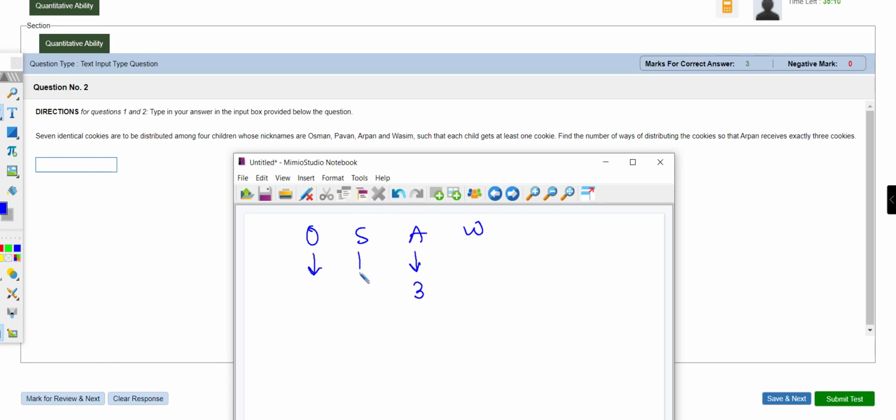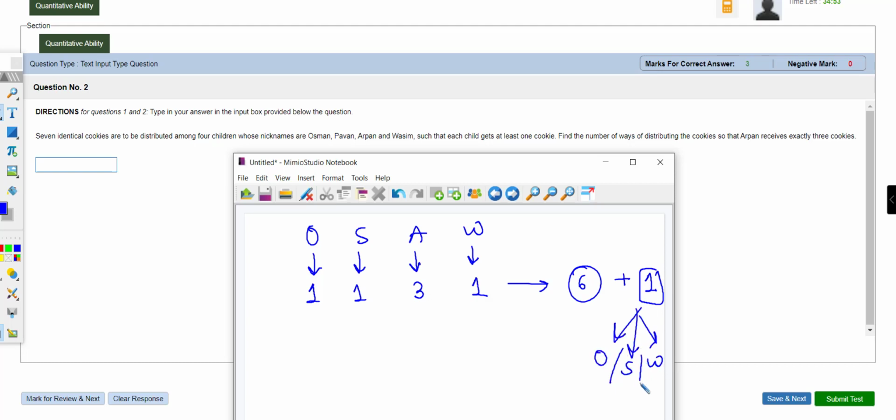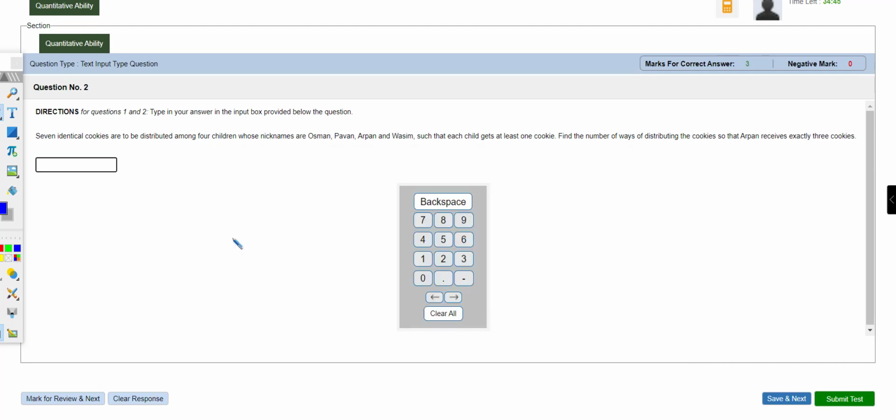Now the other people are going to receive at least one cookie each, so 1 1 1 I will write. This addition is 6. We need to distribute one more extra. That one extra we can distribute to O, to S, or to W. We cannot distribute it to Arpan. So in how many ways can we distribute this remaining one? There are 3 ways. So the final answer is 3 ways.